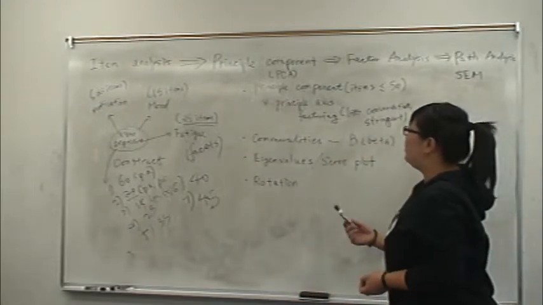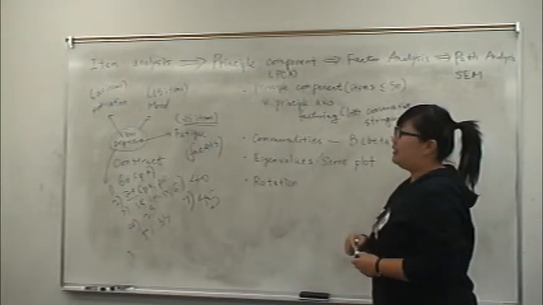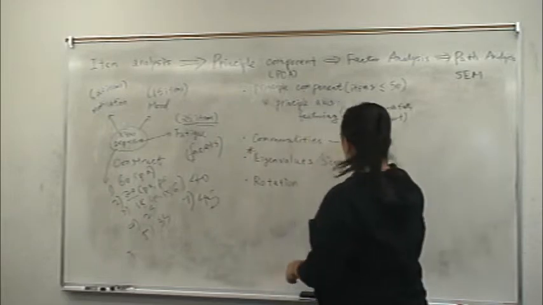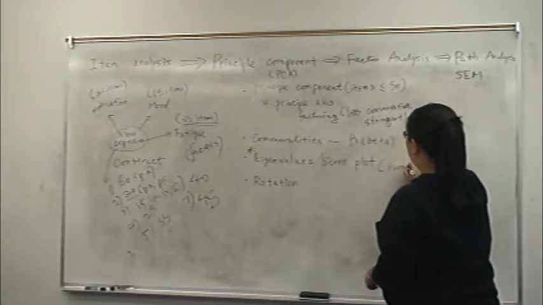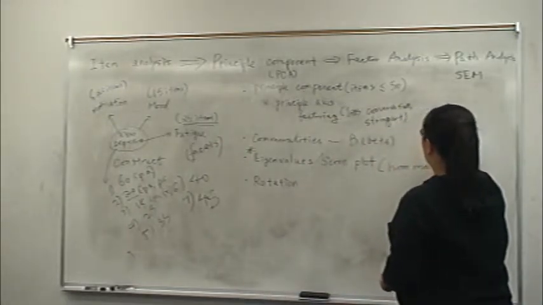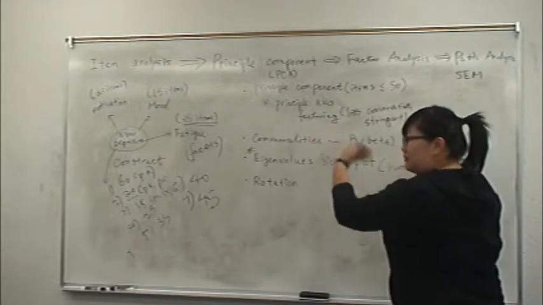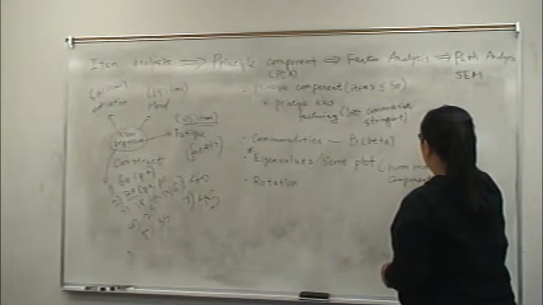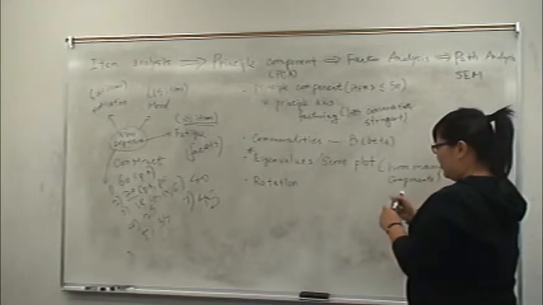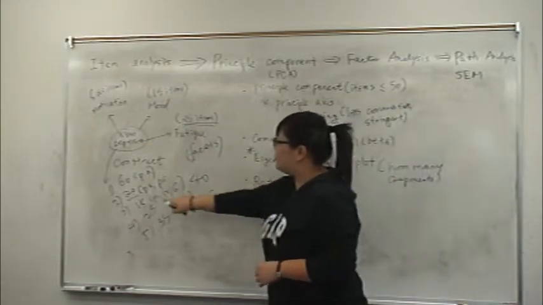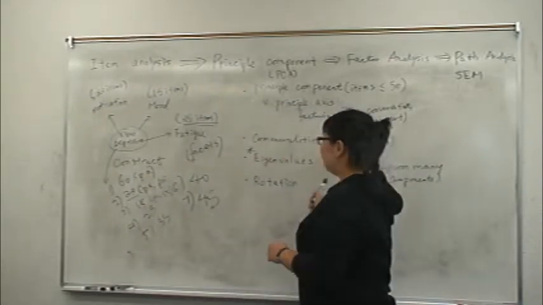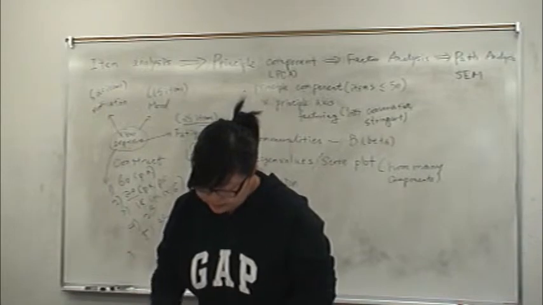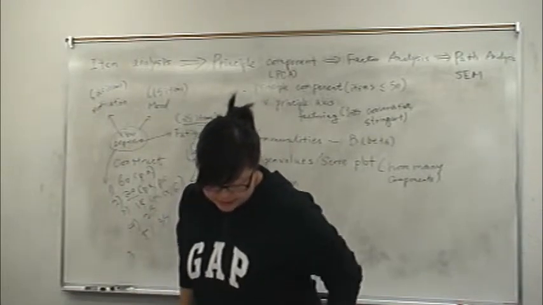Okay, the next thing you need to know is eigenvalues or the scree plot. This one is important because we use it to decide how many factors or components, because we're doing components, you're supposed to retain from the items you're trying to study here. It's on page 76.